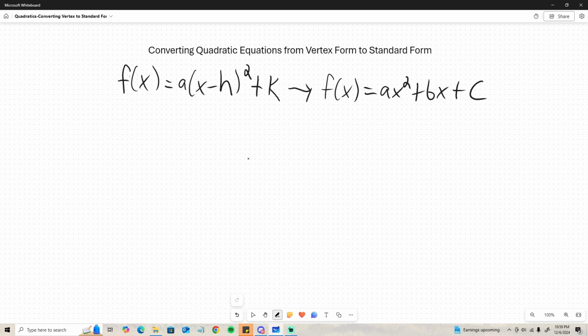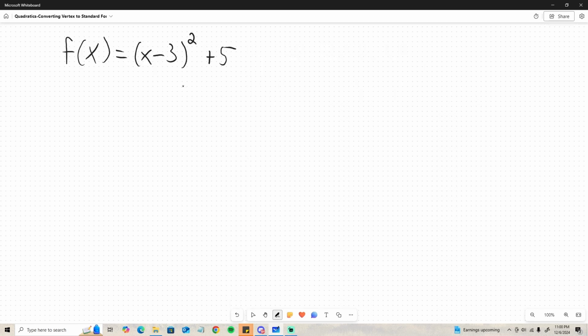So, let's get started. Alright, so the equation that we will be working with is f of x is equal to x minus 3 squared plus 5. We want to turn this into standard form. So to start, we're going to need to expand this parentheses here. We're going to need to actually do the square here, because by PEMDAS, that's what we'd have to address first anyway. Okay, we're going to take care of this first.